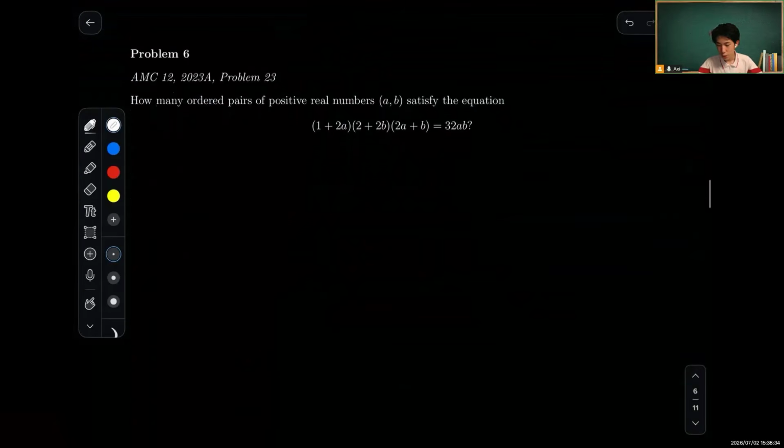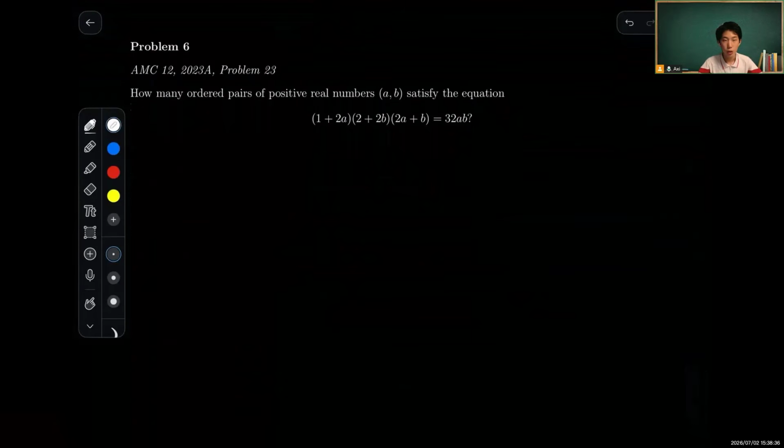Next problem. This one is actually a problem that I promised you a long time ago. In the second video, I said we're going to have some more interesting problems related to solvability, and this is one of those examples. How many ordered pairs of positive real numbers a, b satisfy the equation? Of course, they are positive, so you can use AM-GM freely. How many of them do satisfy this thing?